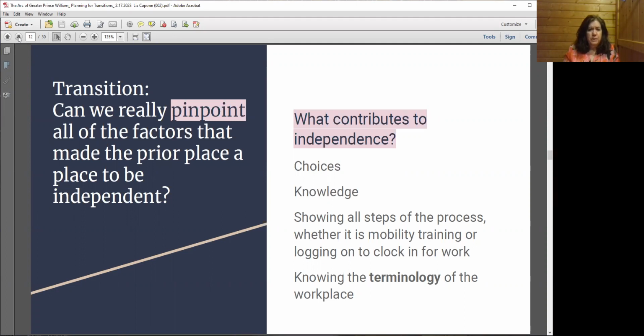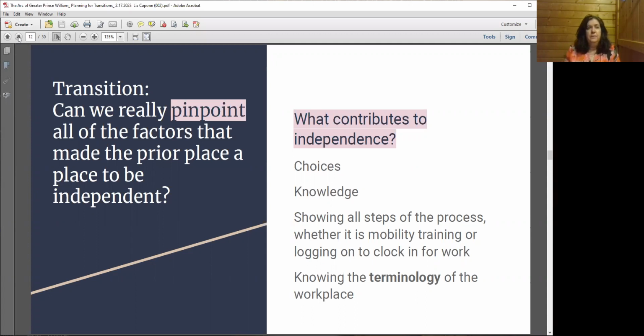And we're going to talk about choices in a minute with job exploration. We're going to talk about knowledge. Like I said, it's very hard to learn a new skill and new content at the same time. And then knowing all steps of the process. To me, I think that really, really helps.